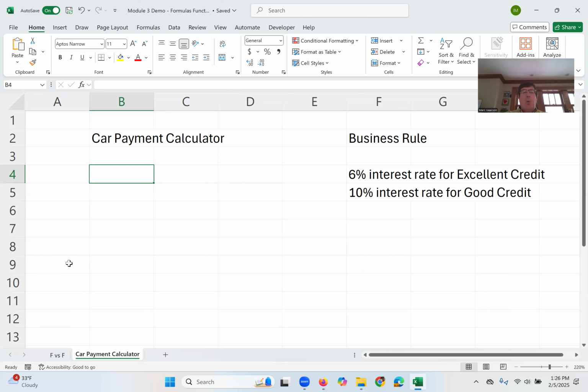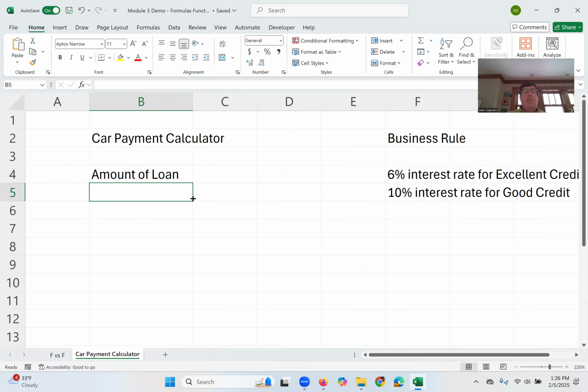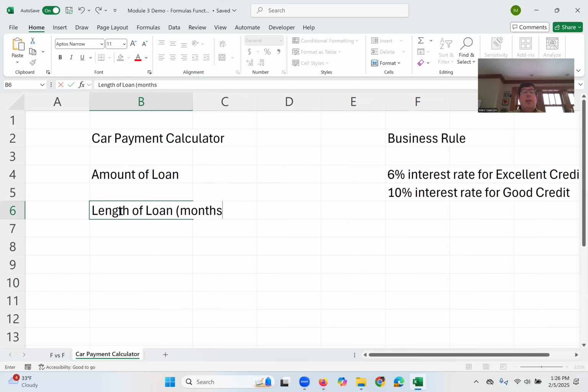And so what we really need to know is, how much money are we going to need from the bank? What is the amount of the loan? And so I'm going to boil that down to a single number. We also need to know how long you are going to take that loan out.